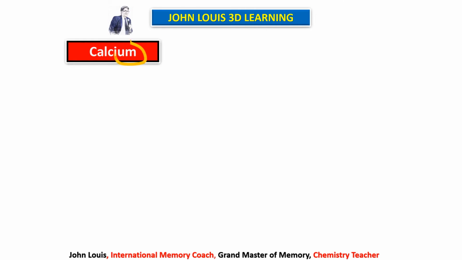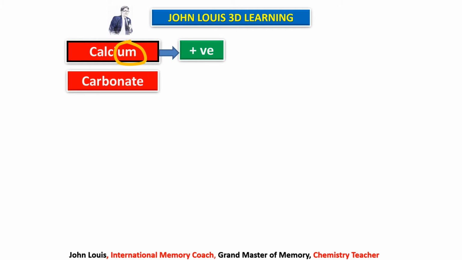Calcium, how it ends? Therefore, it should be positive. It is not ending with ate, ite or ide. But if anything ends with that, it is negative. Carbonate, how does it end? What is the suffix here? ate. Therefore, it is a negative ion.